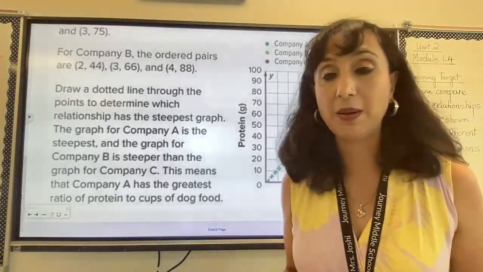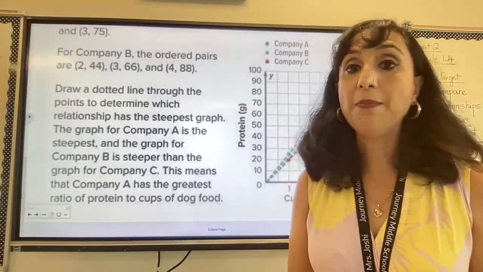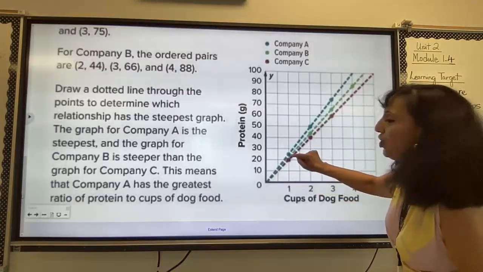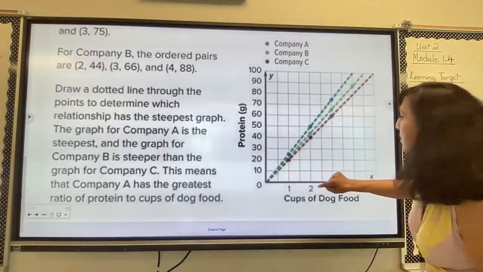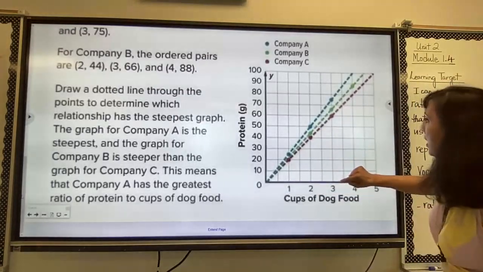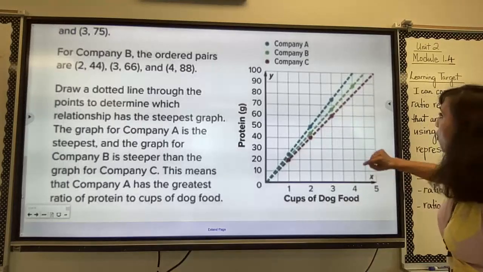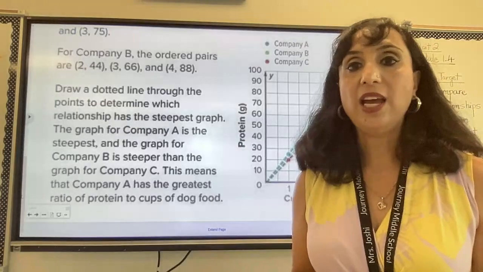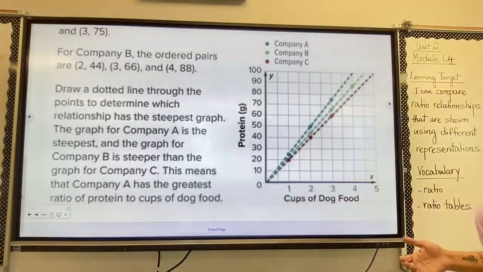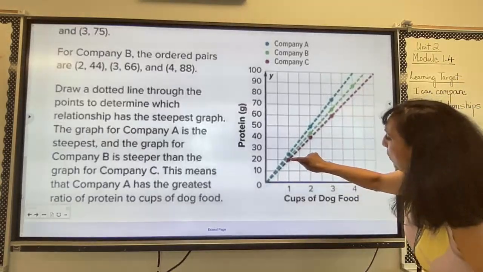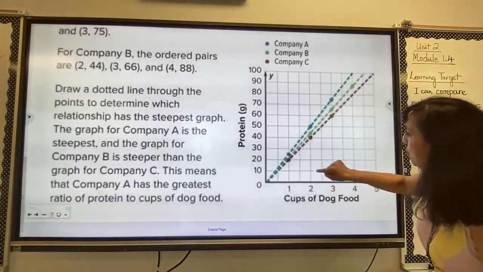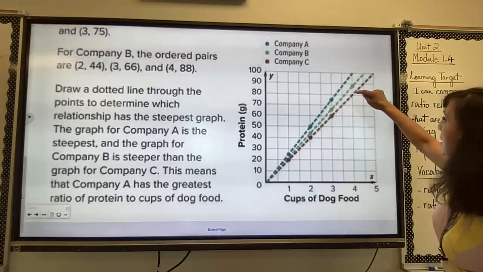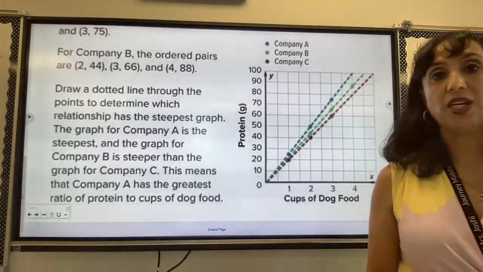And that was my company A, right? For company B, for 1 cup, it was 22 grams. For 2 cups, it was 44. For 3 cups, it is 66. For 4 cups, it is 88 grams of protein. And then for company C, we had for 1 cup, 20 grams of protein. For 2 cups, 40. For 3 cups, 60. For 4 cups, it was 80 grams of protein.